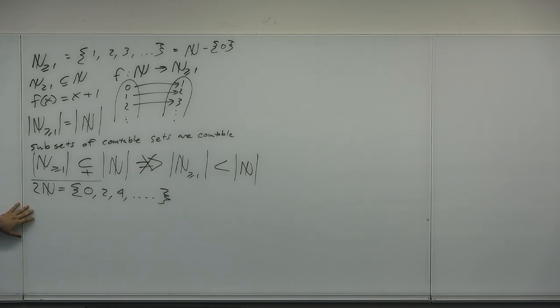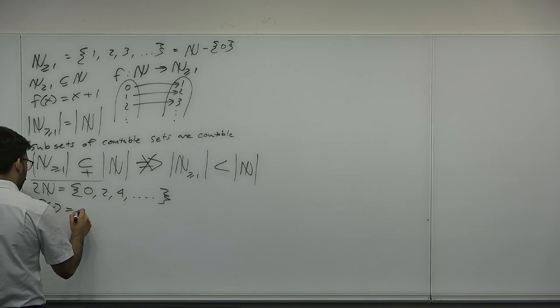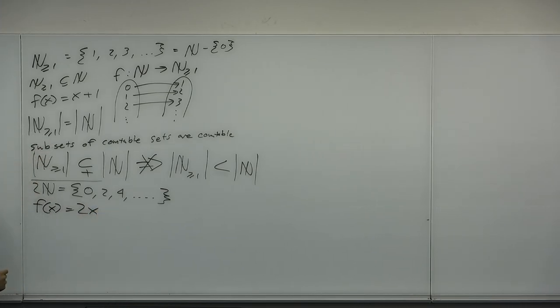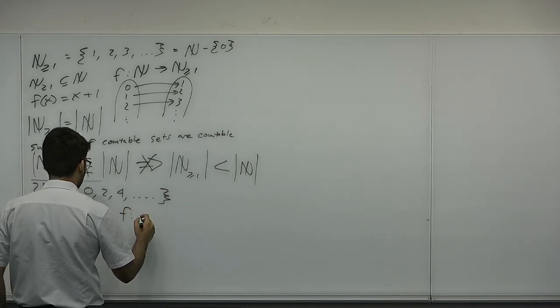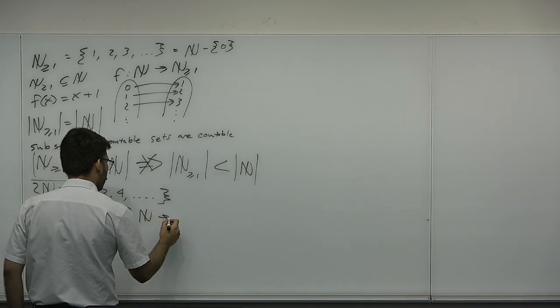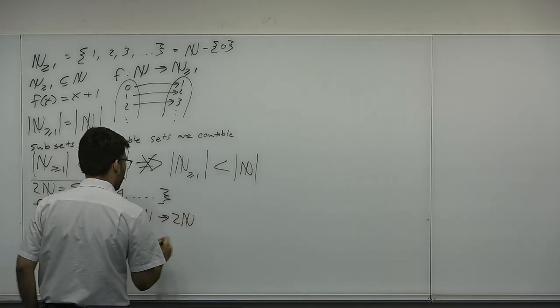So let's do the bijection the other way. Oh, my bad. That actually works just fine as a bijection. So what if you do f of x equals 2x? Perfect. Certainly, it's going to map the naturals to the even naturals, right?